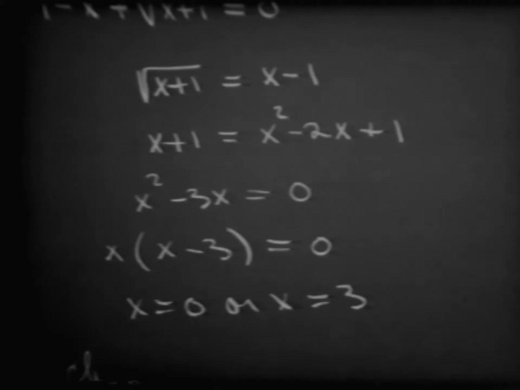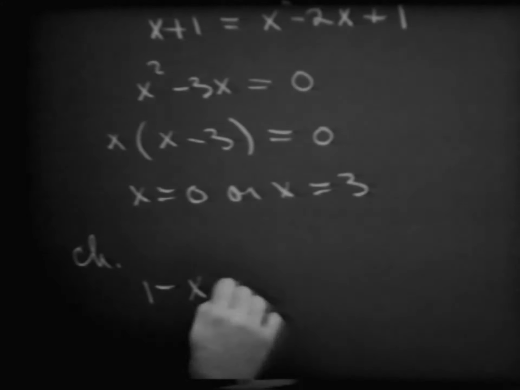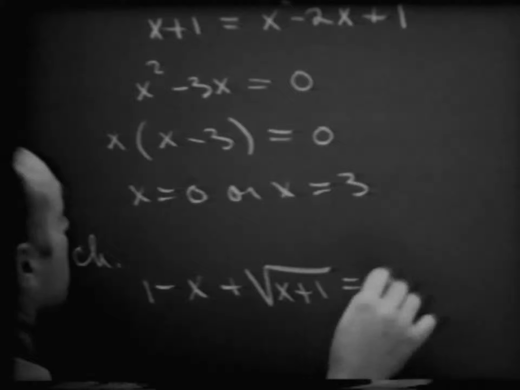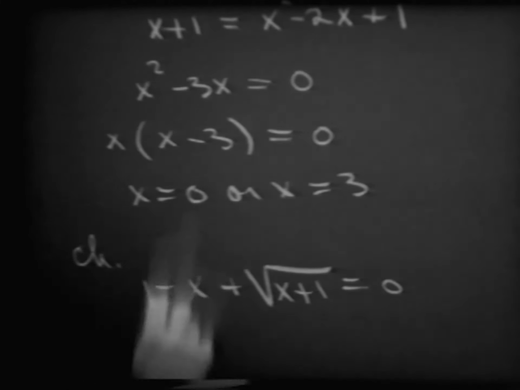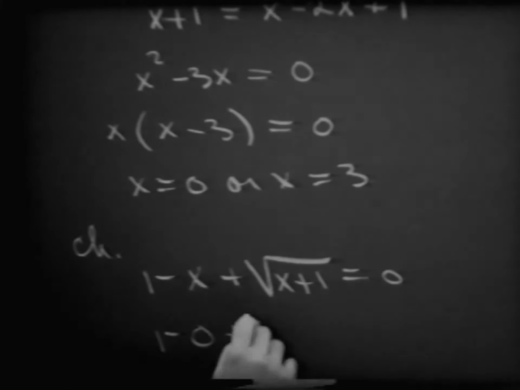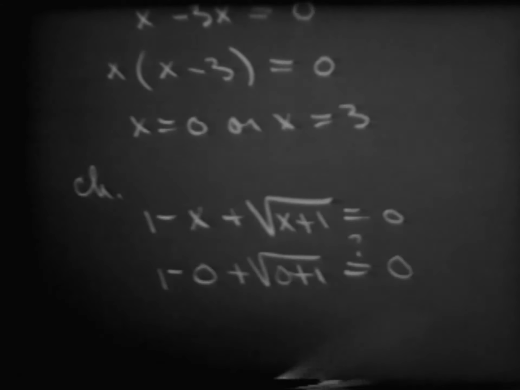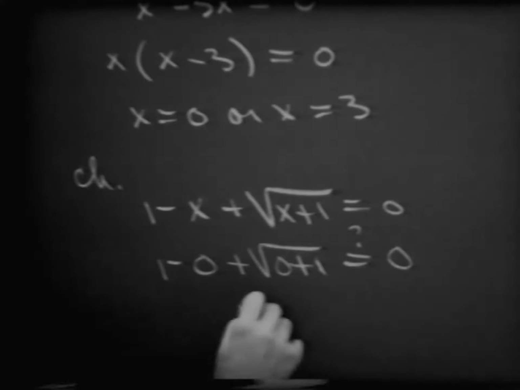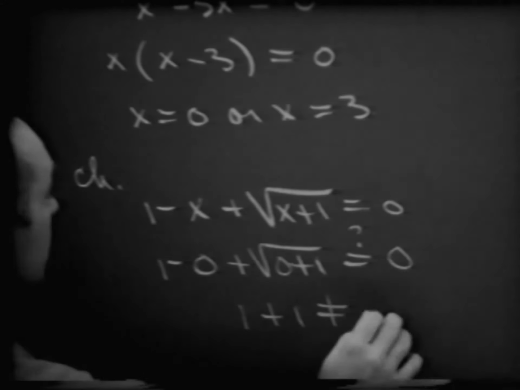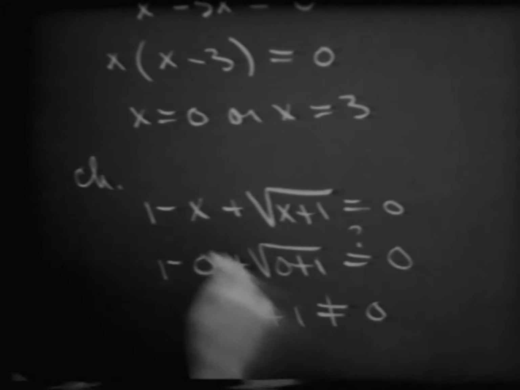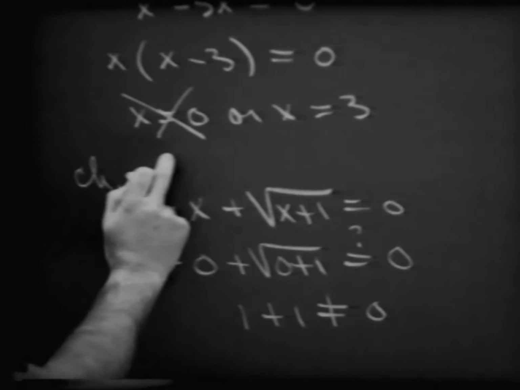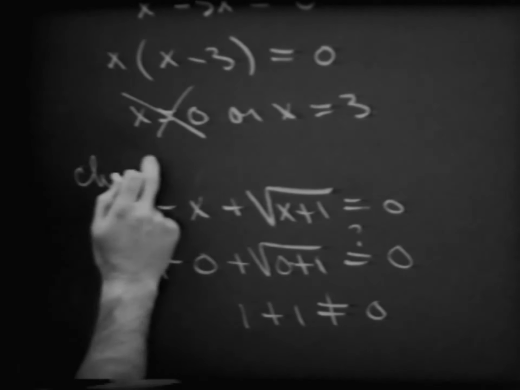Let me just write down the original sentence. 1 minus x plus the square root of x plus 1 is equal to 0. Let's substitute x is 0. We have 1 minus 0 plus the square root of 0 plus 1. The question is, is this equal to 0? Well, 1 minus 0 is 1, plus 1, is certainly not 0. So x equal to 0 is not in the solution set.